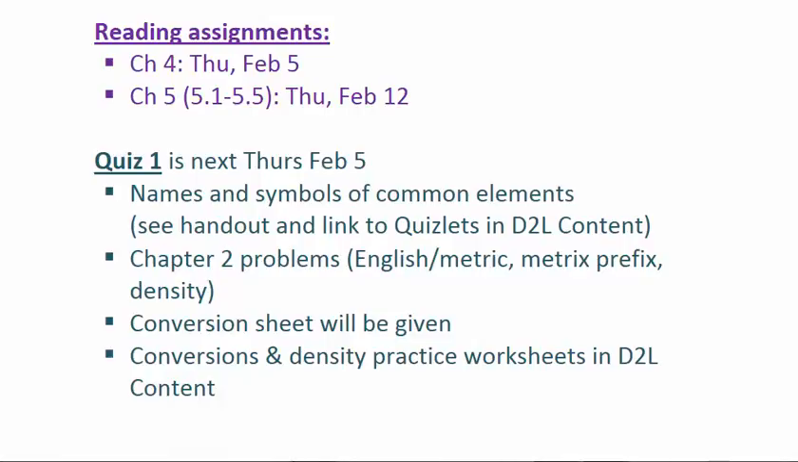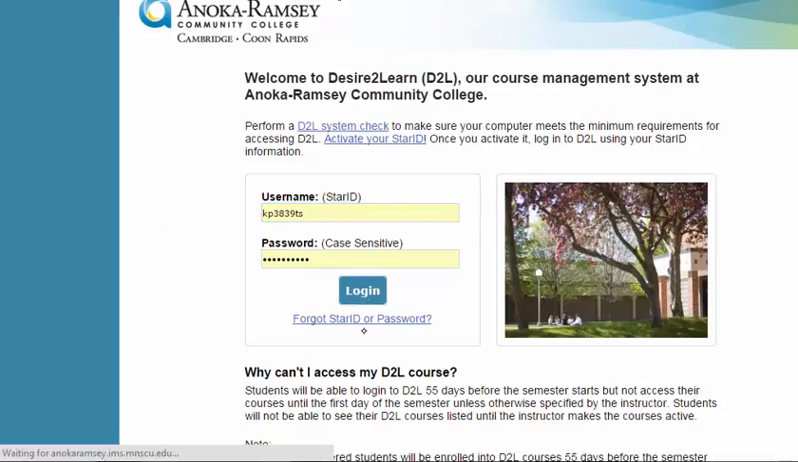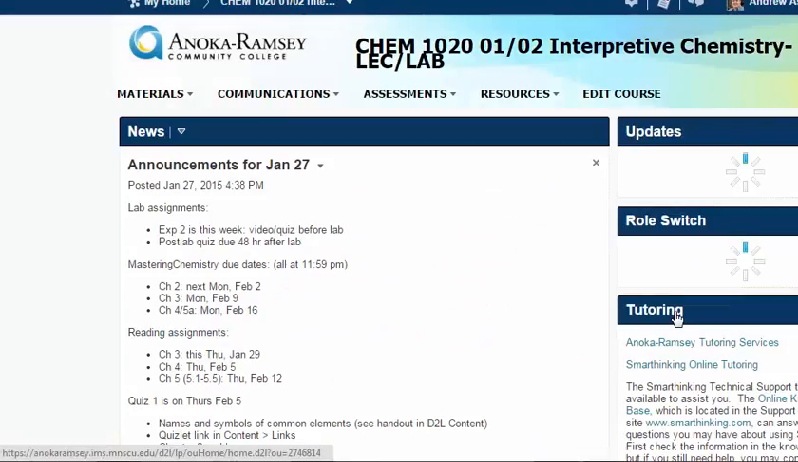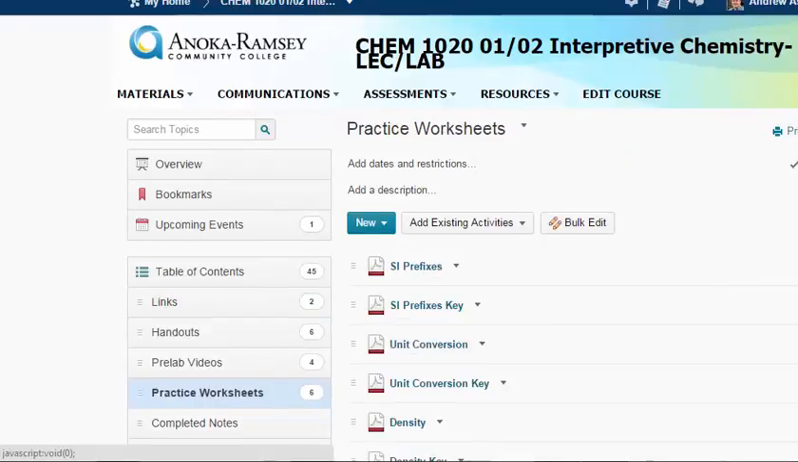In D2L, there are conversions worksheets and density as well. So print out those practice worksheets. Be working through those. If you can make your way through the word problems on those worksheets, and if you can do those on your own and get the right answers, you won't have any problem on this quiz. So those will be excellent practice. Let's put a little star by that. I'm just going to bring them up here just for a little bit more emphasis. Content, practice worksheets, right here.